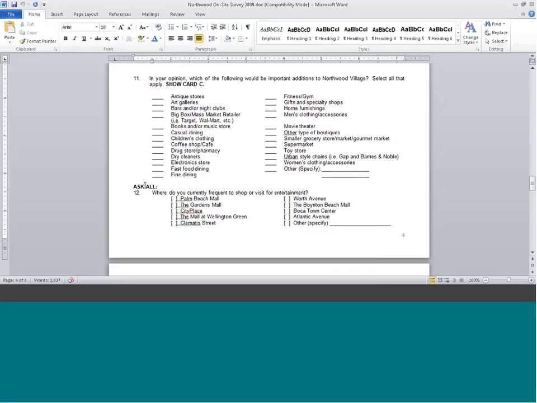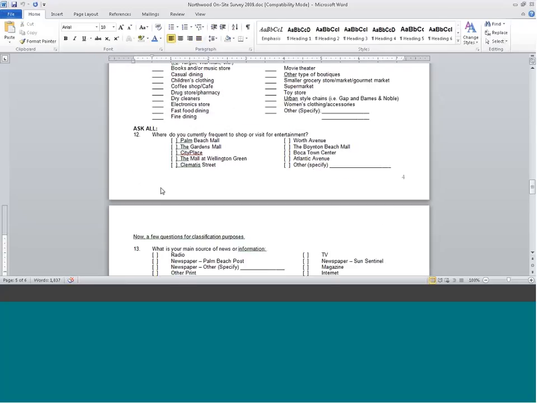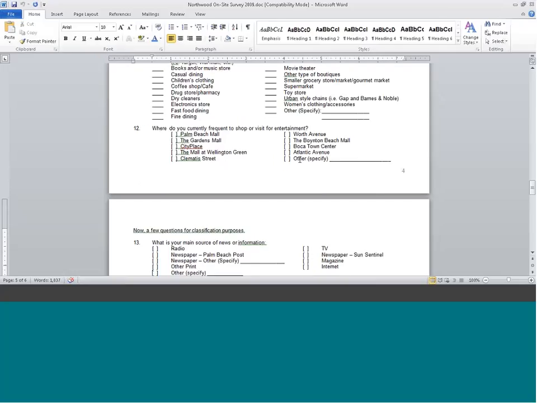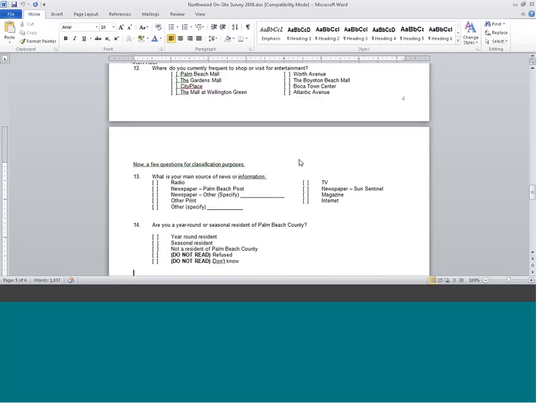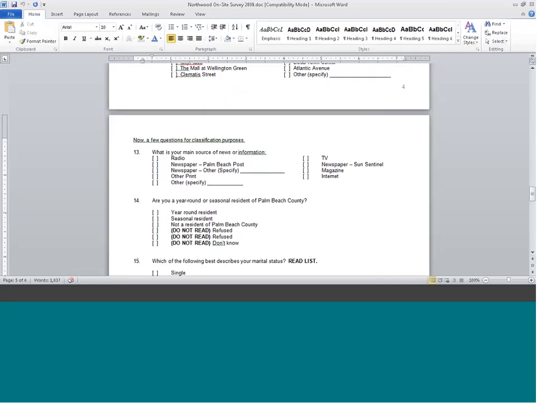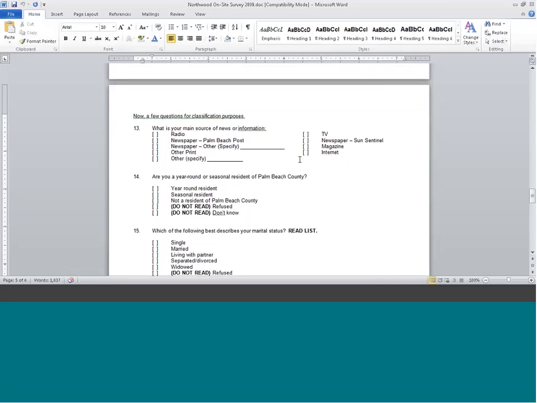Now, I don't know why they decided that they needed to say ask all in above question 12 because everybody got 11, but for some reason they wanted to make sure that the interviewer knew that they needed to ask everybody number 12. Okay, and there's that other specify again. So that means that the question really is open-ended because you can put in, it's a hybrid question, but it is really open.